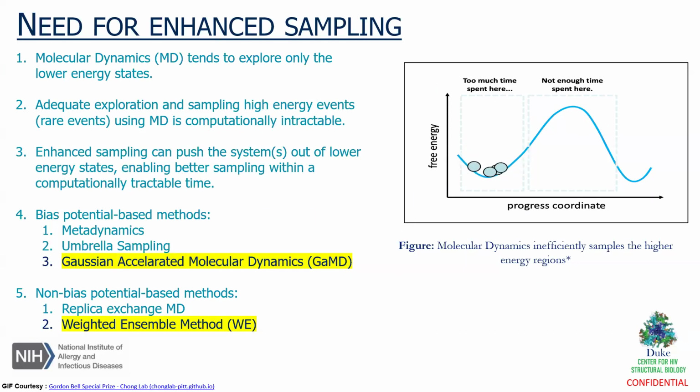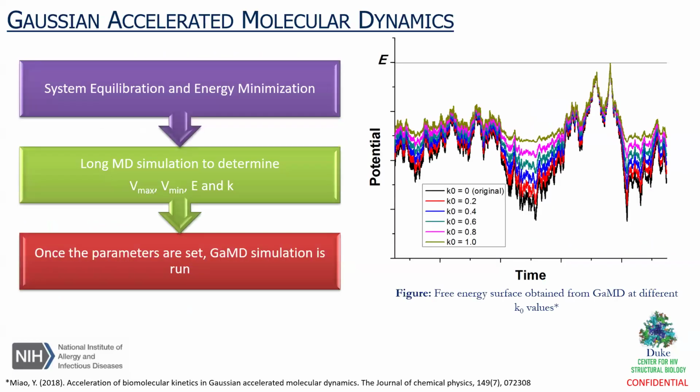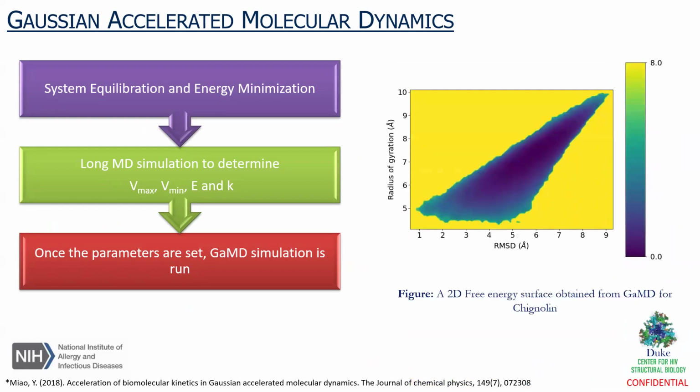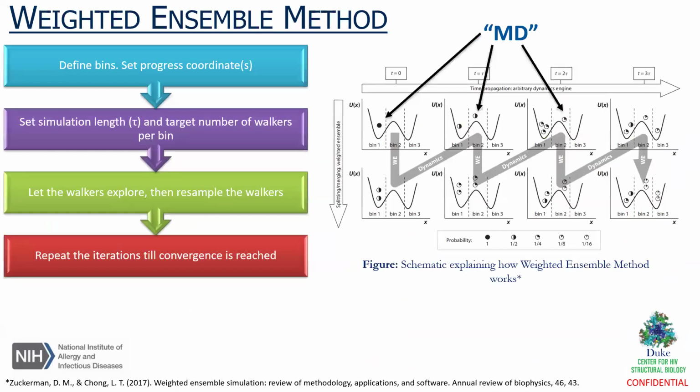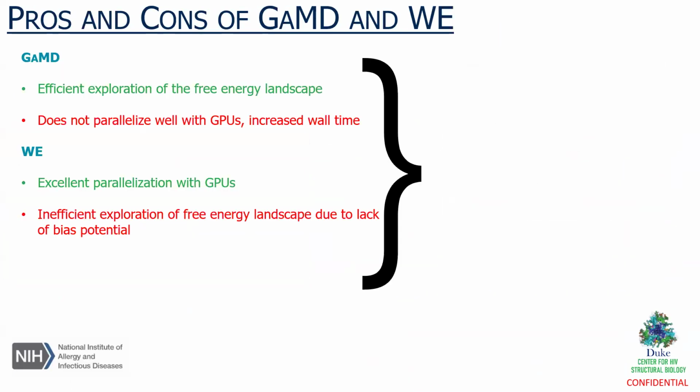So I think I'll skip this slide. We all know why we need enhanced sampling methods. We all know what Gaussian accelerated MD, GAMD, is. We all know what the weighted ensemble method is. I just picked this up from the Duke talk that I'd given. There nobody knew what that is.